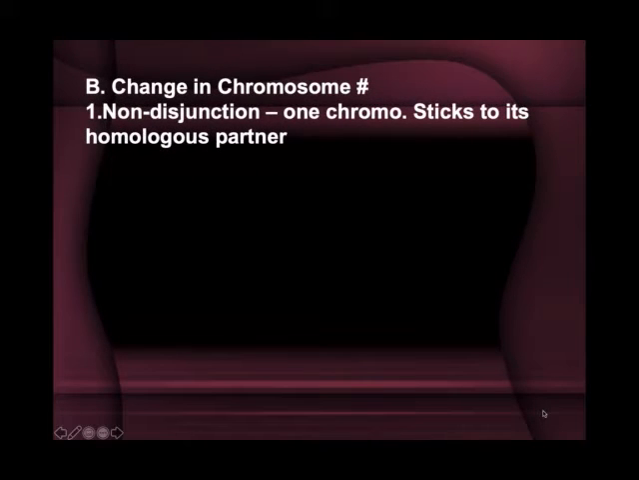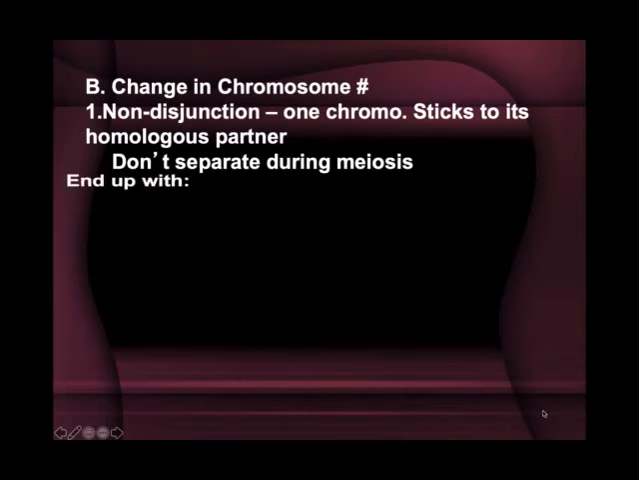Sometimes something called non-disjunction happens when they're paired up. Sometimes one chromosome sticks to its homologous partner when they're supposed to be pulled apart. They don't get pulled apart, so one gamete ends up with 2 copies of the same chromosome, while the other gamete doesn't have a copy of that. So one egg might have 24 chromosomes because it has two 21s, and another gamete might only have 22 chromosomes because it doesn't have a 21. This happens because they don't separate during meiosis.